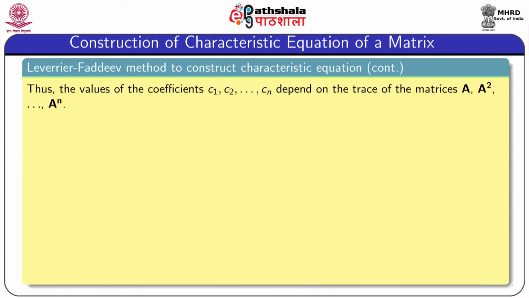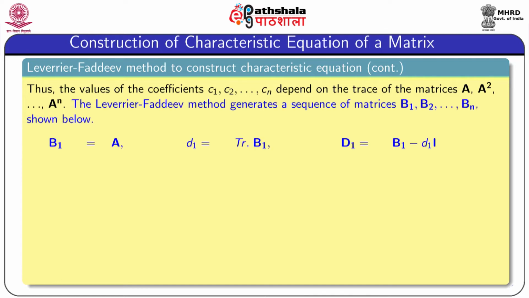Thus, the values of the coefficients C1, C2, up to Cn of the characteristic equation depend on the trace of the matrices A, A square up to A to the power n, because S1, S2, up to Sn depend on the trace of the matrices. Therefore, the coefficients C1 to Cn also depend on the trace of the matrices.